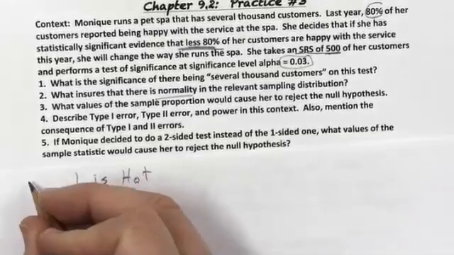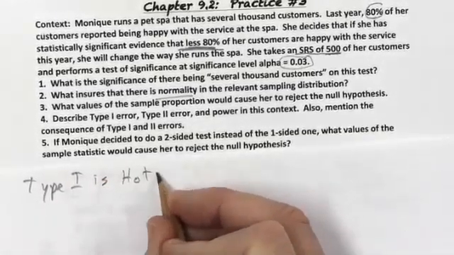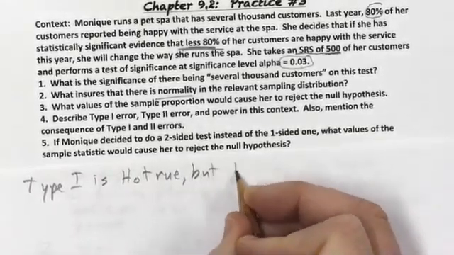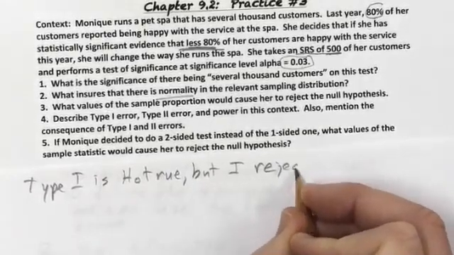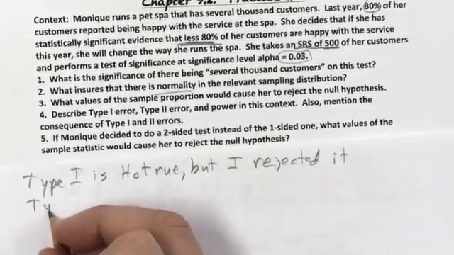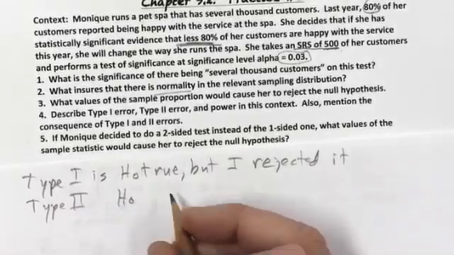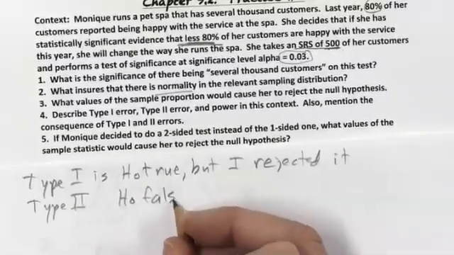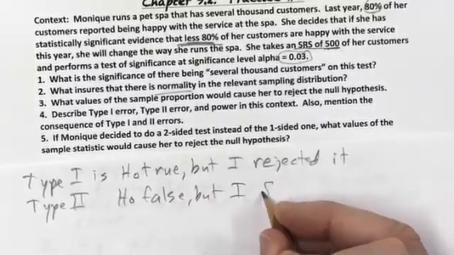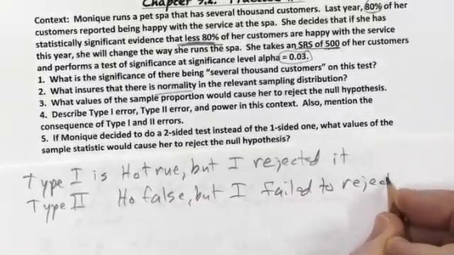And what that means is, in type 1 error, the null hypothesis is true. And it's an error, so I must have rejected it. Okay, and then type 2 error is sort of the vice versa of that. So in type 2 error, the null is false. And it's an error, so I must have failed to reject it.